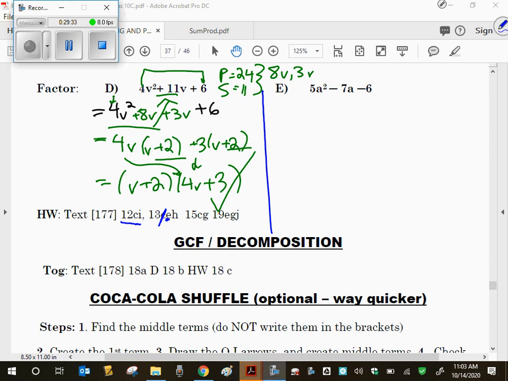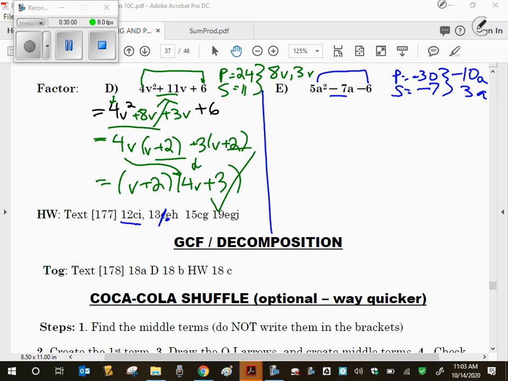Okay, let's do question E. Product is negative. That means you have a negative number and a positive number, and the sum is also negative. What two numbers multiply to negative 30 and add to negative 7? Anybody know? Perfect, good job. Negative 10a and 3a.